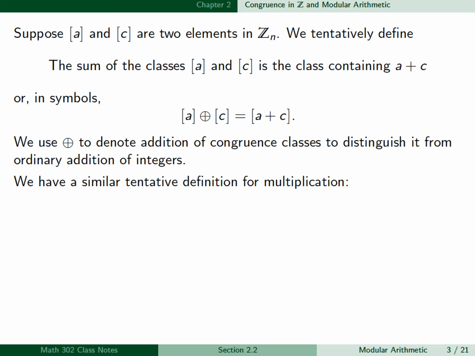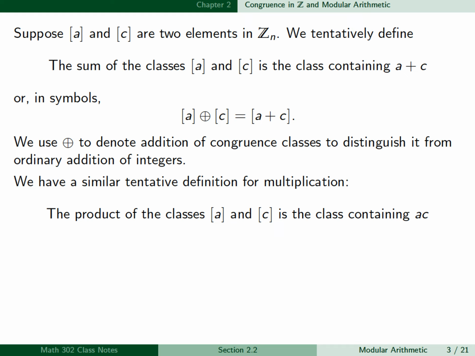We have a similar tentative definition for multiplication. The product of the classes a and c is the class containing the product ac. Or in symbols, the class of a ⊙ the class of c is equal to the class of ac.